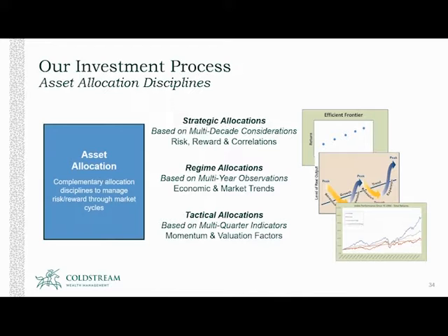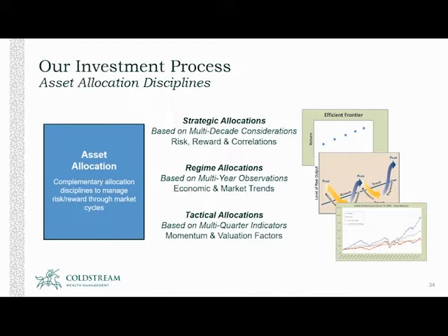Then comes the regime allocation. Coldstream has utilized strategic and tactical allocation disciplines for some time. If you've been a client for a while, you've probably heard us talking about those allocations. It's been over more recent quarters that we have fine-tuned and implemented a regime allocation approach. Regime allocations are based on multi-year observations of economic and market trends. We will review this discipline in the next slide, since it's something we just added.